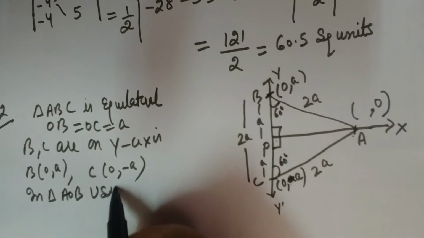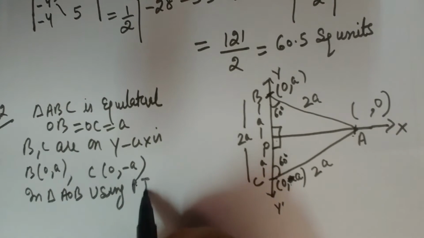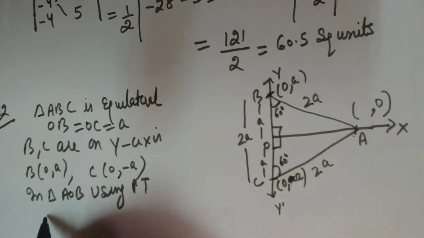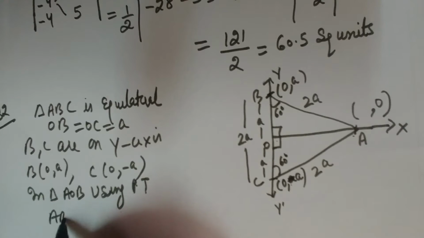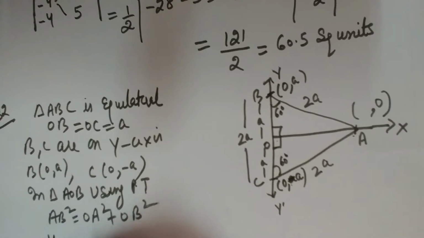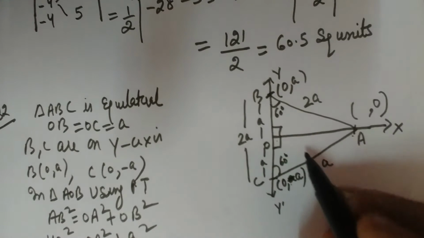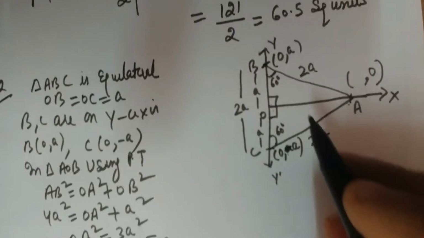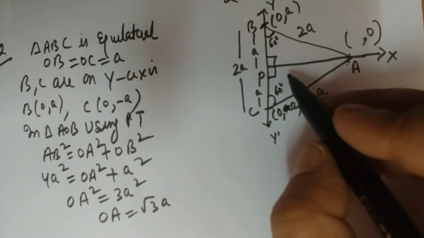Using Pythagoras theorem, what I will do is I'll take AB square is equal to OA square plus OB square. So it is 4A square is equal to OA square, which I need to work out, plus A square. So OA square is equal to 3A square. So OA is root 3A. So this distance is my root 3A.